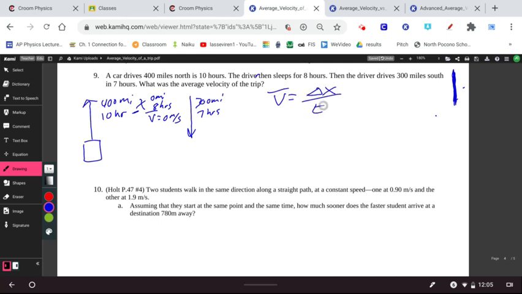And so to figure out the average velocity, we need the displacement divided by the time. And so the displacement is going to be 400 plus 0 minus 300, divided by 10 plus 8 plus 7. So the average velocity ends up being, when you figure that out, 100 divided by 25. So it's 4 meters per second.